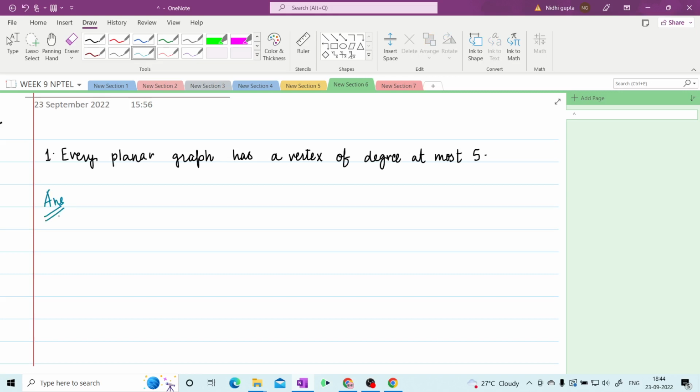For a planar graph, we have the identity that the number of edges is less than or equal to 3 times the number of vertices minus 6, right? Yes, 3v minus 6. So suppose we have n vertices, suppose order of G equals n.